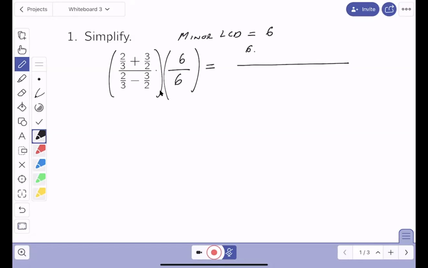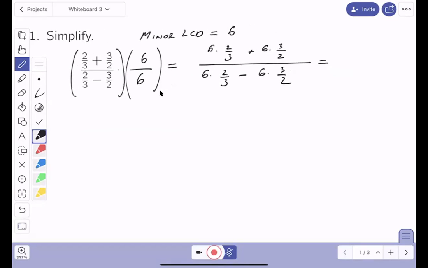6 times 2/3 plus 6 times 3/2. I realize some students may argue, do I need to write that down? No, personally, I wouldn't write it down either, but the bottom line is we want to emphasize what you're doing. I'm going to do it on the bottom now. 6 times 2/3 minus 6 times 3/2.